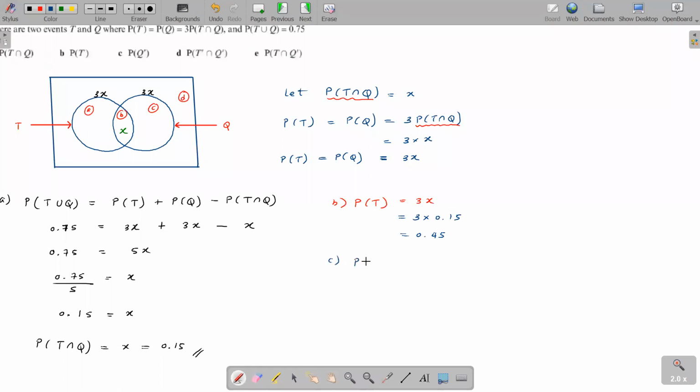Part C, the probability of Q dash. Probability of Q dash is 1 minus probability of Q. Is that correct? The probability of Q complement is 1 minus the probability of Q. So 1 minus probability of Q is 3x. Okay, probability of Q is 3x. So 1 minus 3x value is, I think you saw 3 times 0.15, that's 0.45. So 1 minus 0.45 is equal to how much? 0.55, right?